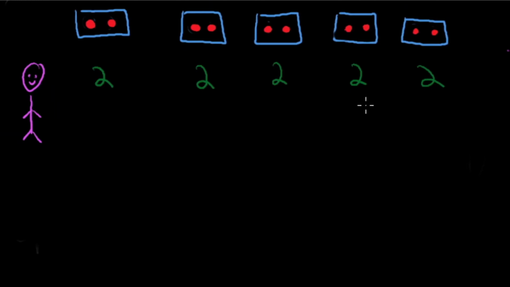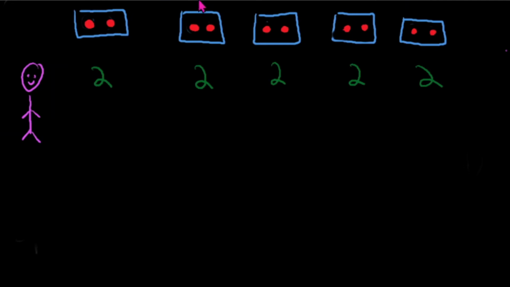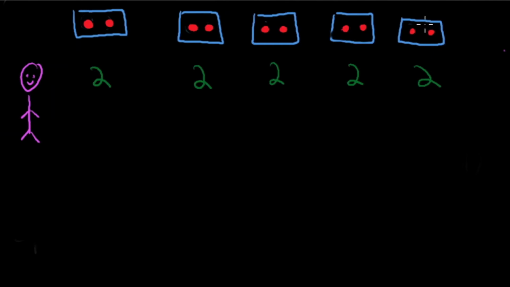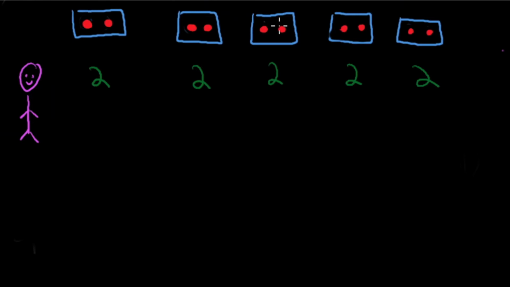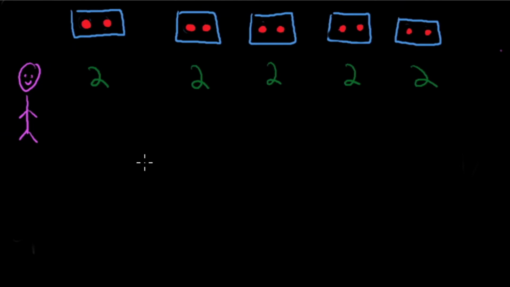Notice, how many groups are there in this problem? Let's look. There's 1, 2, 3, 4, 5. There are 5 groups. And inside of those groups, how many does each group have? How many are inside this group? 2. How many are inside this group? 2, 2, 2, 2. Notice every group has an equal amount. Multiplication is going to be repeated addition.